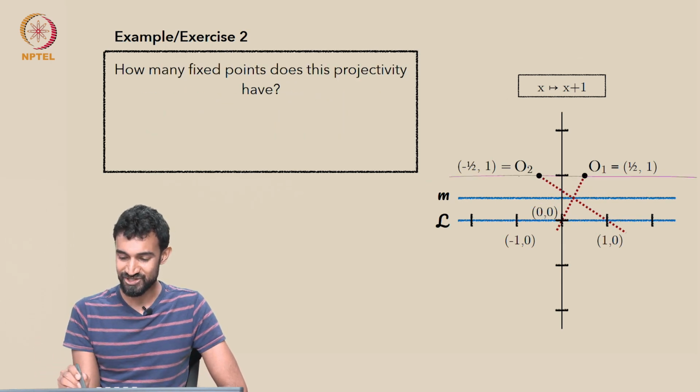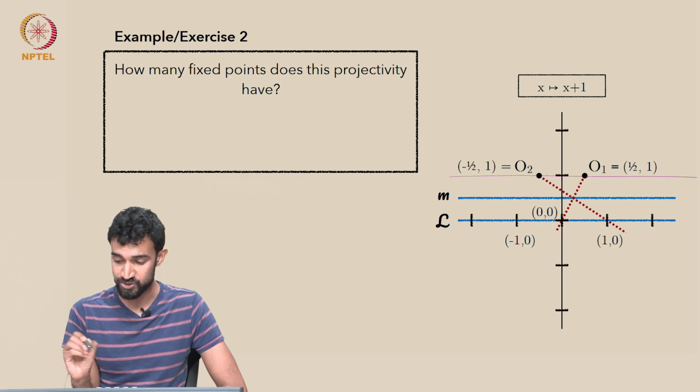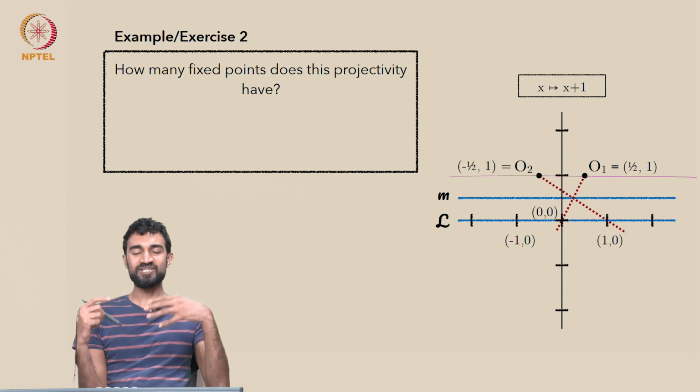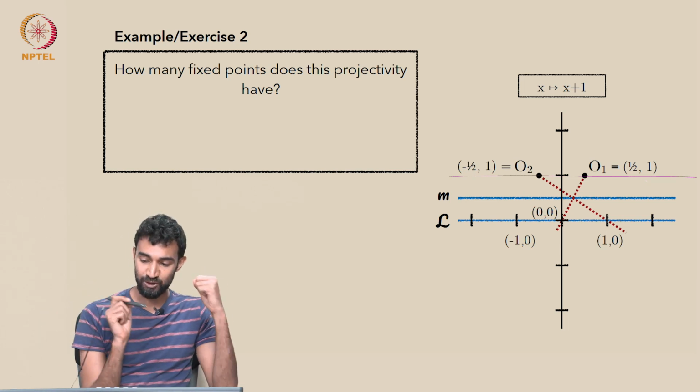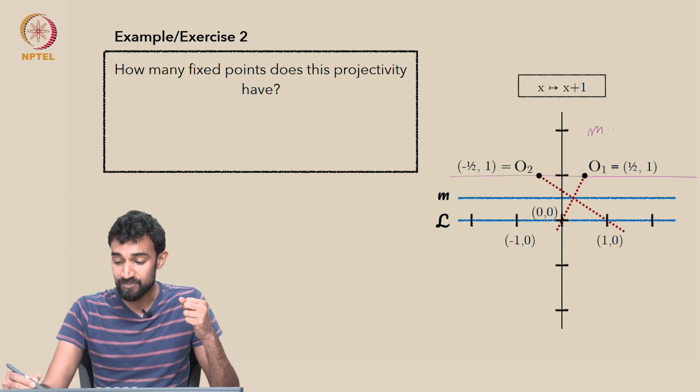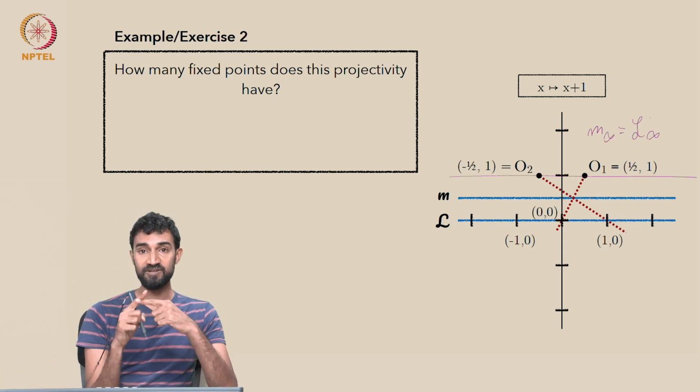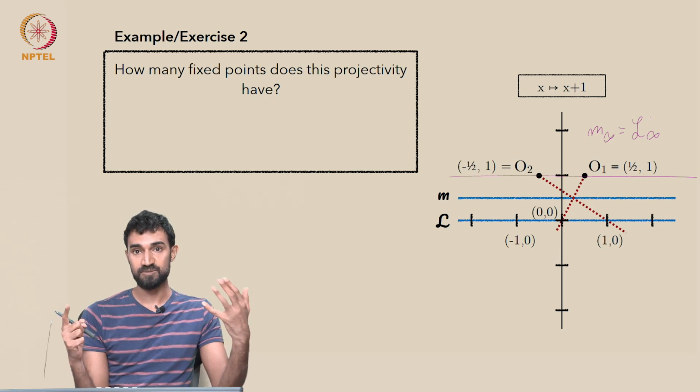Here, there's a single horizontal line I can draw between O1 and O2. And for similar reasons, we can see that the point at infinity is fixed by O1, and it's fixed by O2, and indeed, M infinity is equal to L infinity again. They share one point at infinity, and that's fixed by both of these perspectivities.